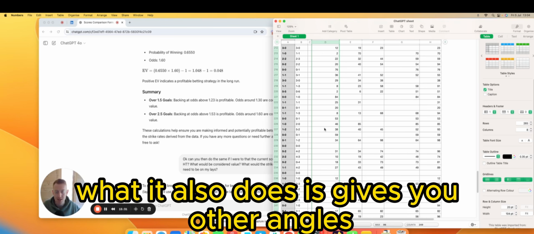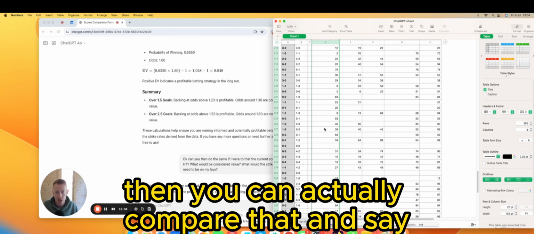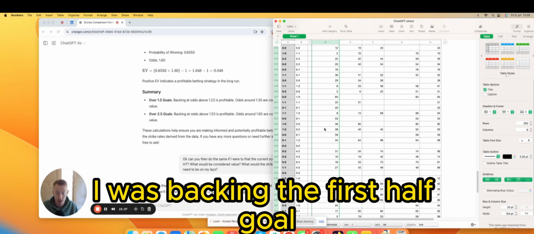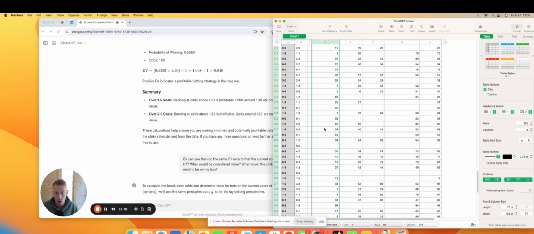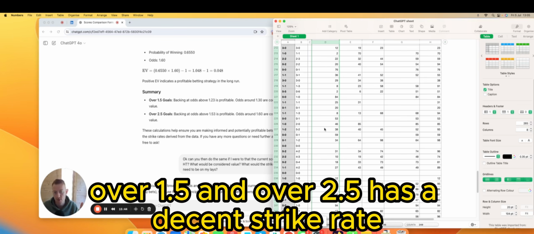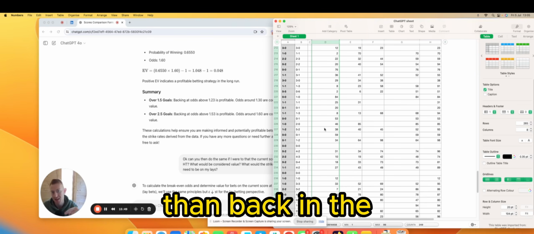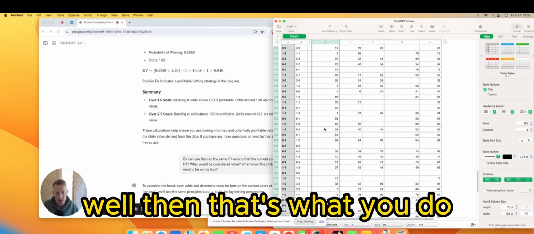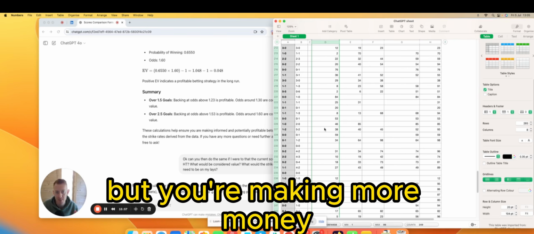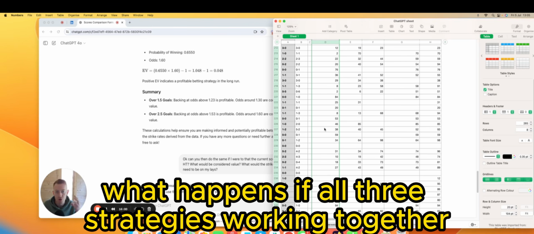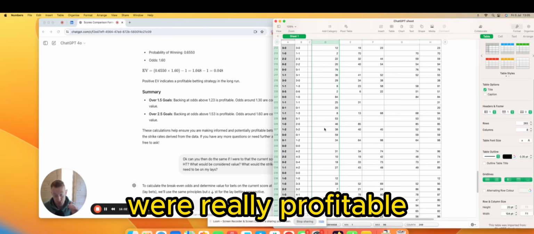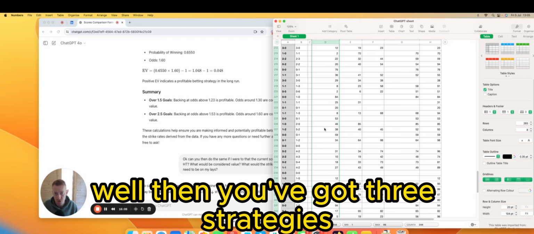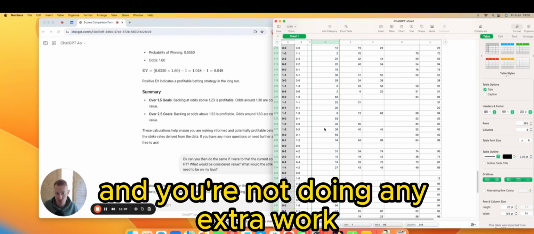What it also does is gives you other angles. Then you can actually compare that and say, hang on a minute, in this example, I was backing the first half goal. Well, what happens if it told me, in this scenario, over 1.5 and over 2.5 has a decent strike rate? What happens if that was more profitable than backing the first goal in the first half? Well, then that's what you do. Then you are using the same amount of time, but you're making more money. What happens if all three strategies working together was really, really profitable? Well, then you've got three strategies and you're not doing any extra work.